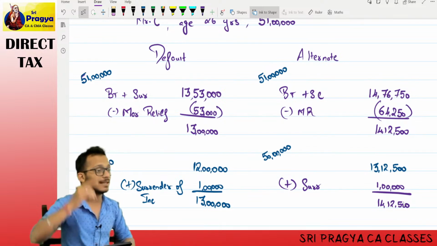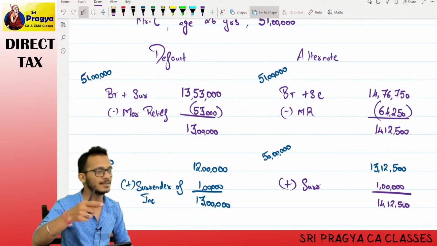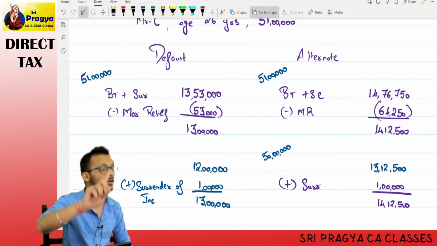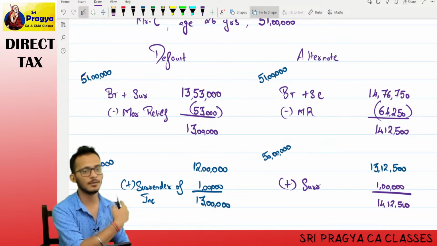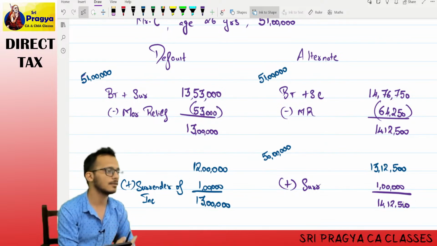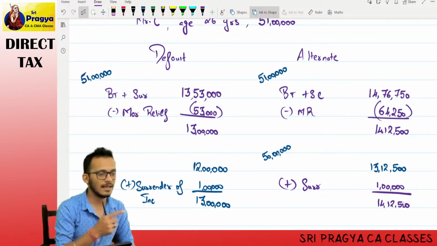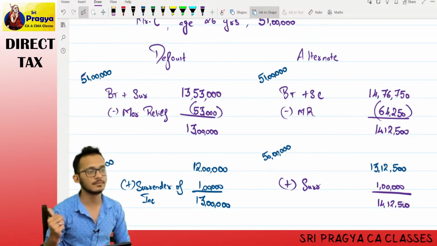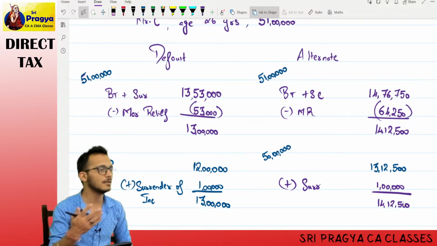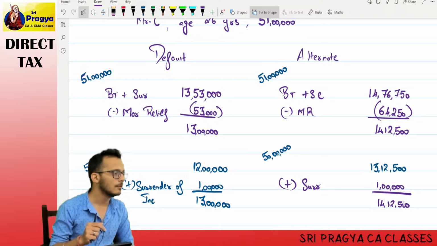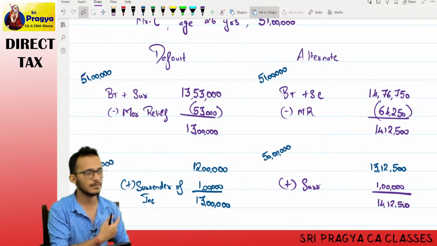Had surcharge been on slabs, things would have made sense. But now you're saying, no, Rahul, above 50 lakhs surcharge is on everything. This is where this problem started. Had you done tax on slabs, surcharge should also be on slabs. But government said, no, surcharge is on full income. That is where this problem started.